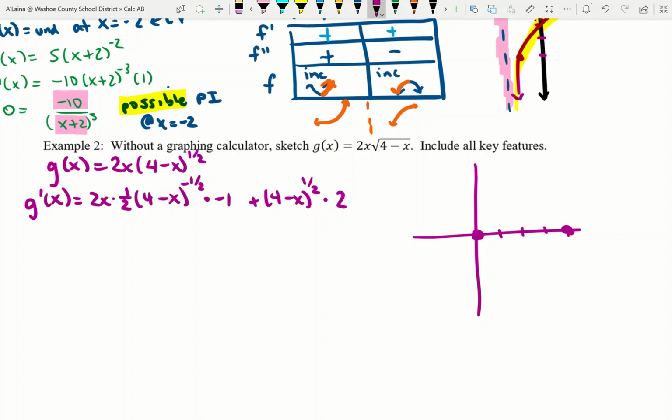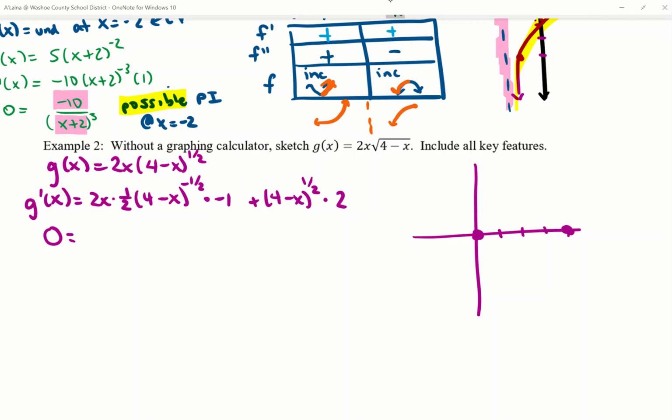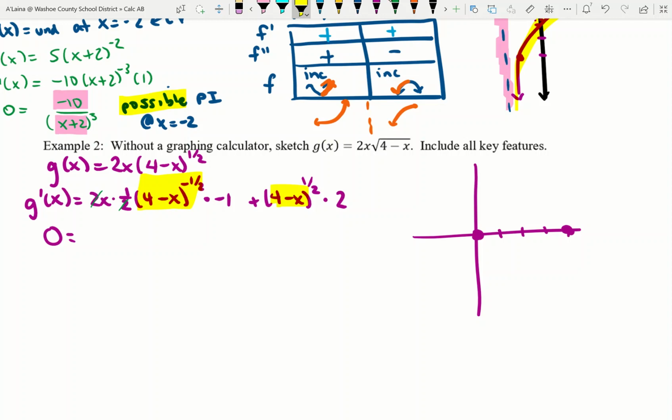Now ultimately what I'd like to do is get this all in factored form on the right hand side, and I'll set this equal to 0, because that will allow me to find my critical values. So let's see, the 1/2 and the 2 are going to go ahead and cancel out. And I might notice here that I have this common base. I'm going to factor out that common base to the lowest power that is present here. So I'm going to factor that out as 4 minus x to the power of negative 1/2.